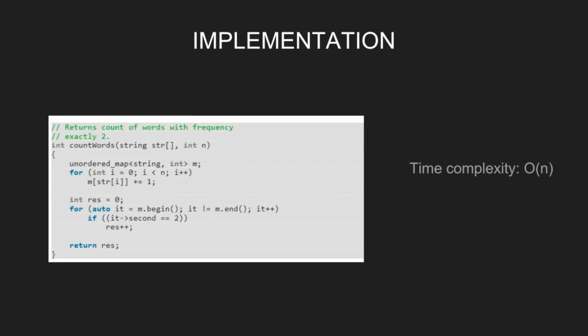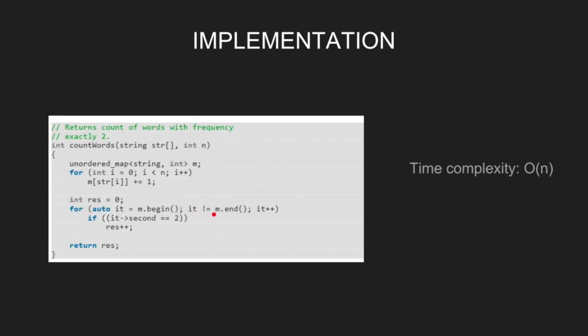Now let's have a look at the implementation in C++. We declare an unordered map M to be of string, int type. Then we traverse through the given array and increment the count of each word in the map by M[S[i]]++. We initialize result res as 0 and traverse through the map M.